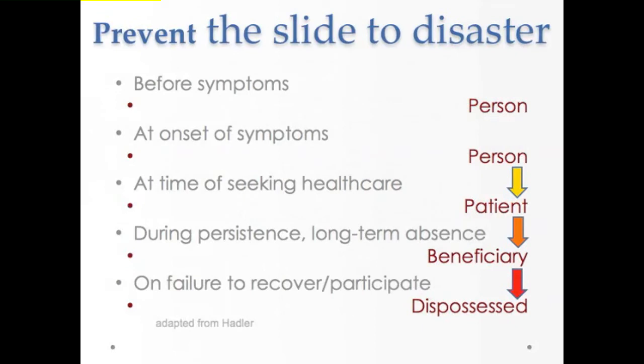What we want to do is to try and prevent this kind of slow slide to disaster. Part of the problem is that people change their role as they go along. Before they get symptoms and at the time when they start getting symptoms, they're just an ordinary person. As soon as they go and seek healthcare, though, their role turns into that of being a patient. If it goes on longer or persists, then they become a beneficiary. And if it fails to recover or to allow them to participate, then they end up, in a sense, becoming dispossessed.